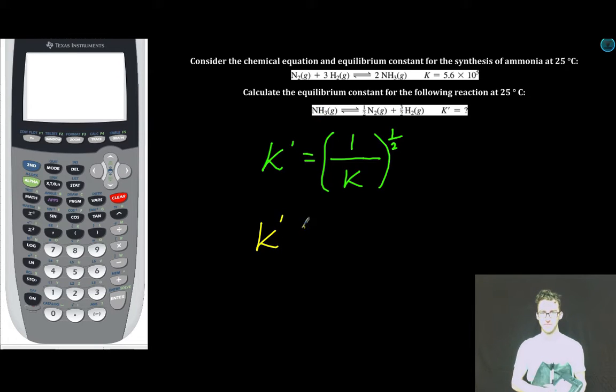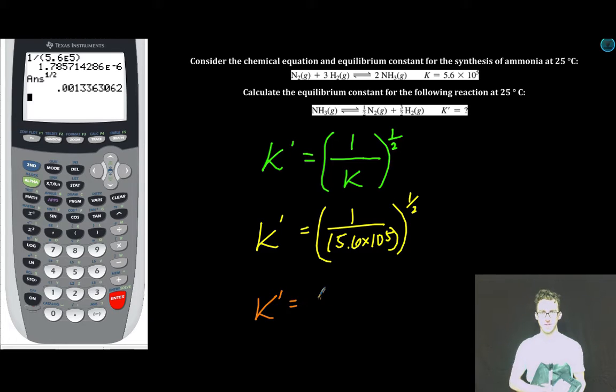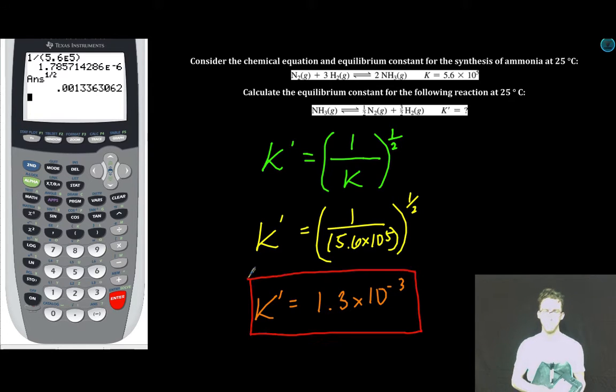K prime equals 1 over 5.6 times 10 to the 5, to the 1/2 power. Calculator. 1 divided by parentheses 5.6 second E 5 close parentheses enter. Enter, raised to the 1/2 power. Enter. K prime equals 1.3 times 10 to the minus 3. Boom.